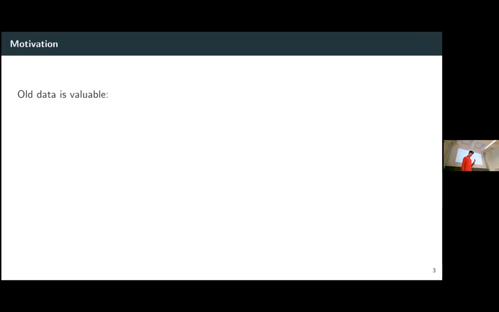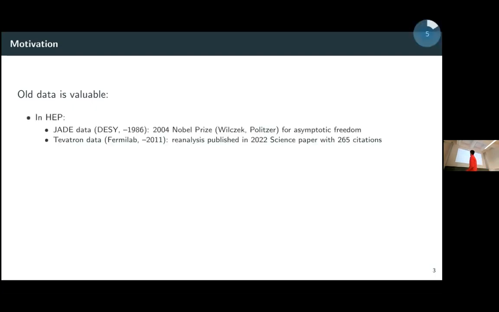So the main, fundamental reason why you should care about data management and about making data fair is that data is valuable, right? It's expensive to produce. Sometimes some of the data is unique. And here I collected some examples. It's just some examples. I'm not trying to be representative, let alone complete. But one nice example is the 2004 Nobel Prize for the asymptotic freedom of the strong interaction. It's a work that in part was based on some reanalysis of some accelerator data from the 80s.